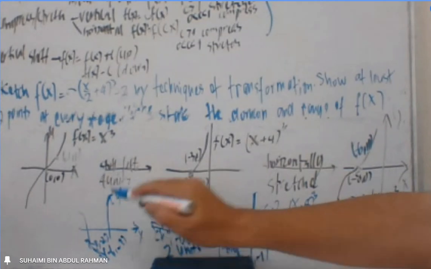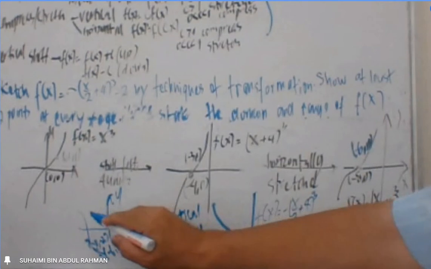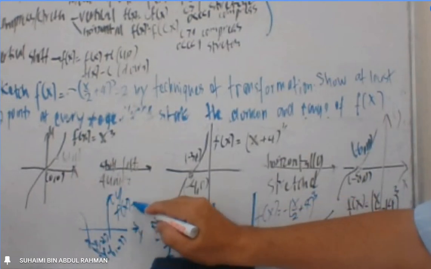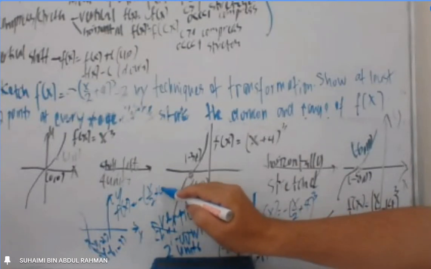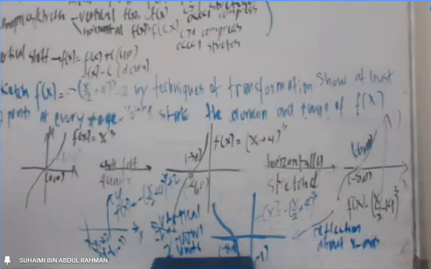X, Y, and the name of this function: minus x over 2 plus 4 cube, minus 2, the one that we want to sketch. Any question?